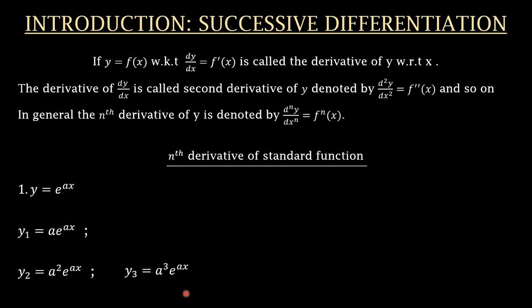So can you guess what will be the nth order derivative? Just observe the powers of a. When you are doing the first order derivative, the power of a was 1, right? Into e to the power ax. And when you are doing the second order derivative, it was a square into e to the power ax. Third order derivative, it is a cube into e to the power ax. So easily I can say that the nth order derivative of the function is of the form a to the power n into e to the power ax. Okay, hope you got the point over here.